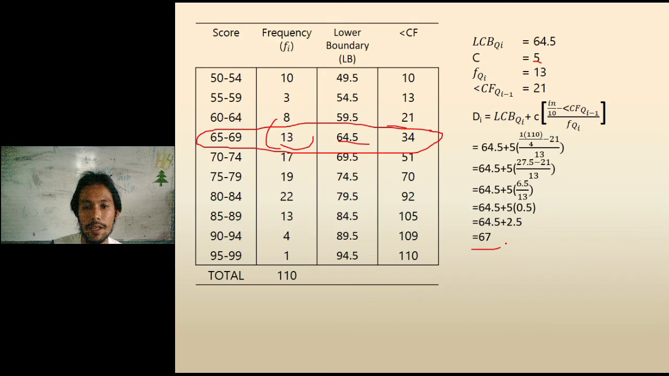So, 67 falls within 65 to 69. That is the approximate value of the first quartile.